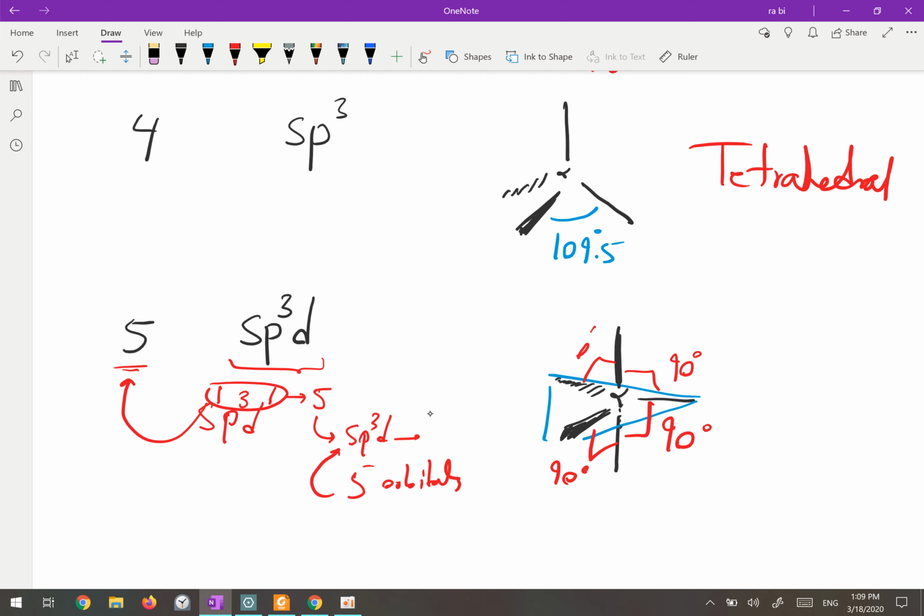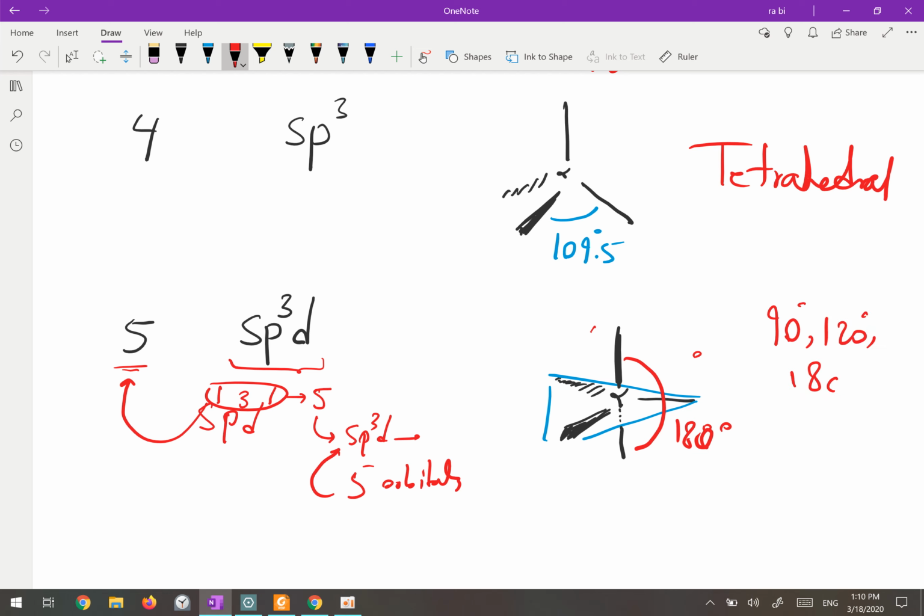Okay, so you have one more angle, and that is between these two domains which are opposite to each other. Between these two domains, the angle is 180 degrees. So you have three angles in this arrangement: 90 degrees, 120 degrees, and 180 degrees. This arrangement is called trigonal bipyramidal.